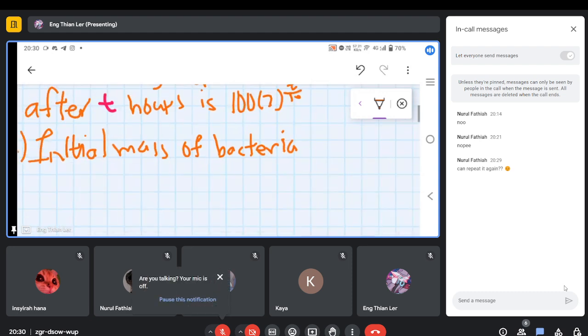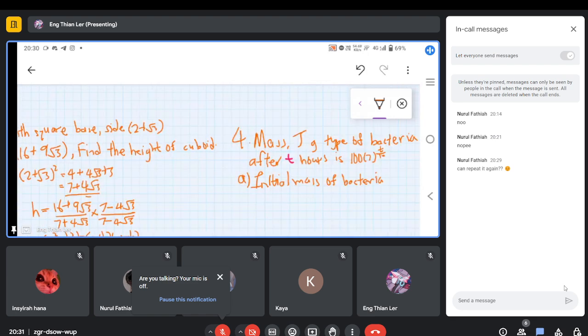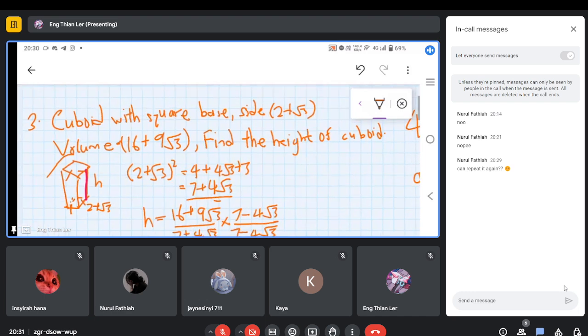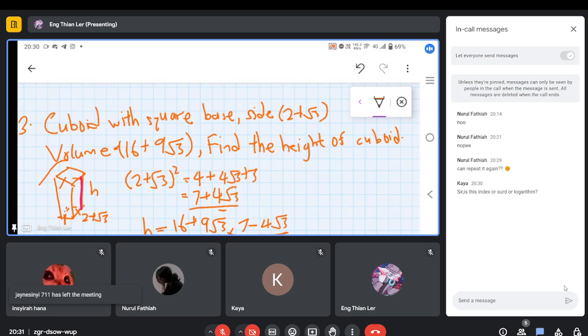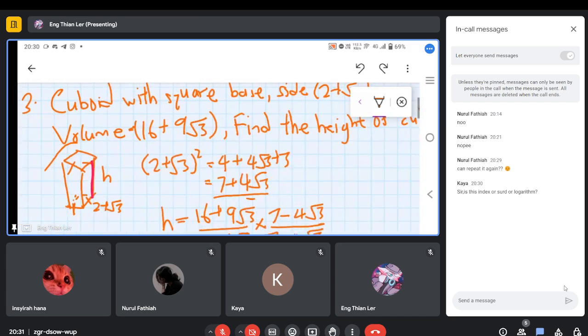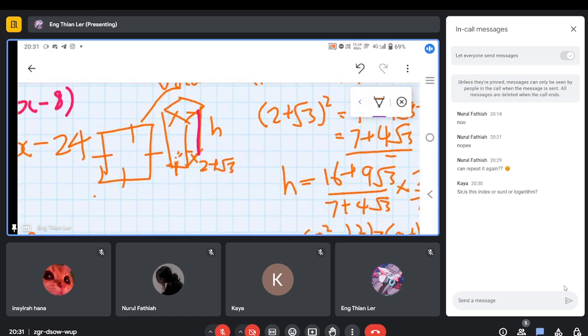So does anyone have an idea how to find it? Can you repeat again? Alright, it's okay, I'll repeat again. I'll repeat question 3. At first we have a cuboid with a square base. So the base is a square. You can imagine this is the base with side 2 plus √3. If this is 2 plus √3, this is also 2 plus √3.